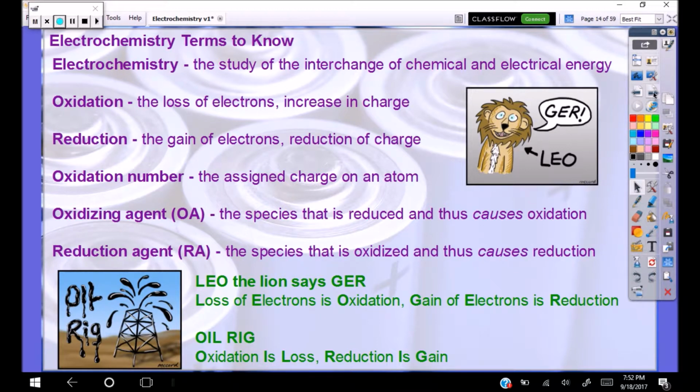Reduction is gain, right? So if reduction is gaining electrons, the oxidizing agent is taking those electrons from someone else. When they take the electrons from someone else, that other thing is oxidized. It loses its electrons, right? It's an interesting dichotomy that we have to keep straight. We're going to look at a couple examples today, and we should be able to identify those with ease. But it is tricky, so make sure you get those ones straight.